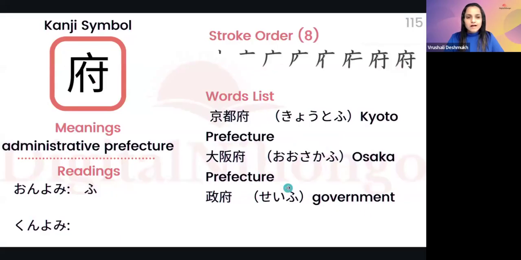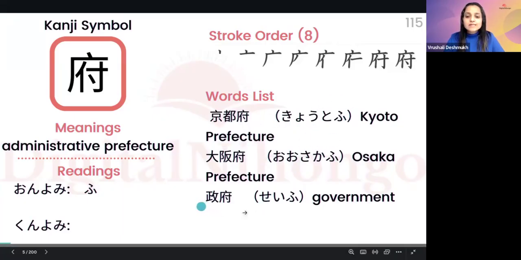And the last one for today is the kanji with reading fu, which is administrative prefecture. Kyoto fu, Kyoto prefecture. Osaka fu, Osaka prefecture. So in different prefecture names, you will see this kanji as the ending word. Kyoto fu, Osaka fu. And seifu is government.